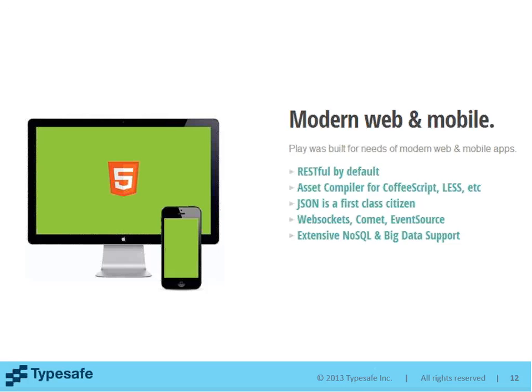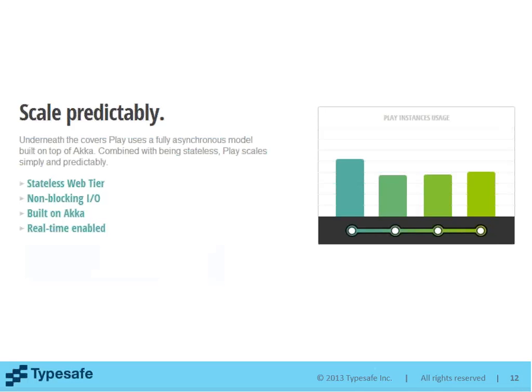Also, Play supports WebSockets, Comet, and EventSource for being able to push out to the client. And then there's pretty extensive support for NoSQL and big data through some libraries that you can easily plug into Play. One of the core parts of Play is to be able to scale predictably. By building on top of a stateless web tier, you can scale Play out horizontally. So you can just add new nodes into your architecture to be able to handle more requests.